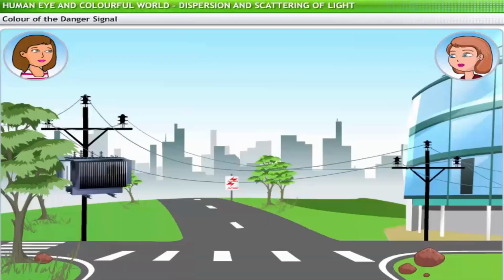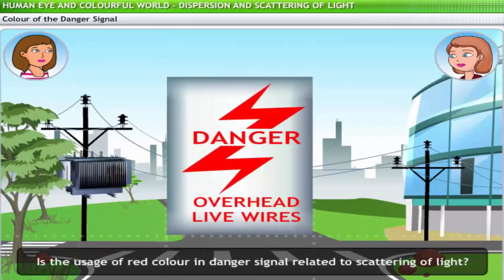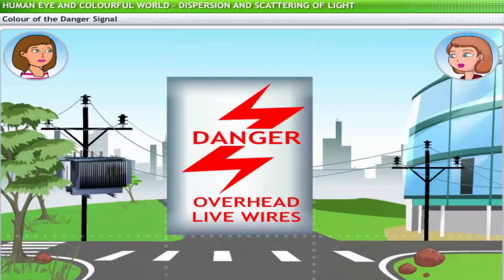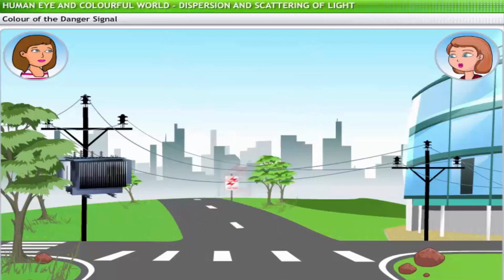Can you recall any application which you can relate to the scattering of light? I think I have heard about the red color used in danger signals, but don't know whether it relates to the scattering of light. Actually, that's a very good example. Red has a longer wavelength, and hence it is least scattered in any type of the atmospheric conditions. Due to this, the signal appears without change in color for longer distances. Therefore, it is effective to indicate the danger signal universally.